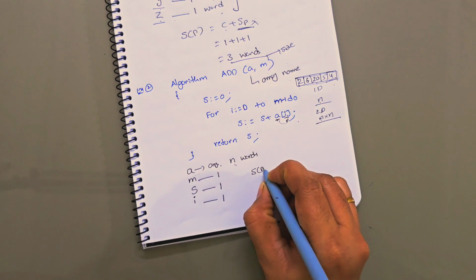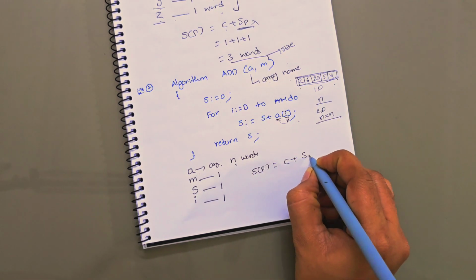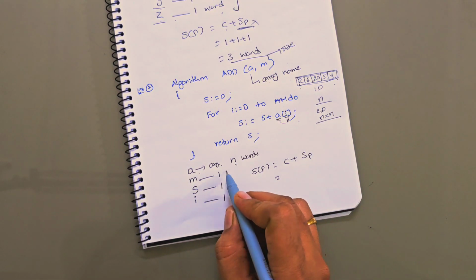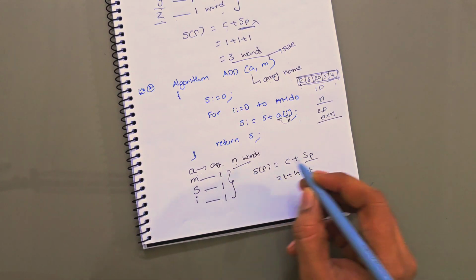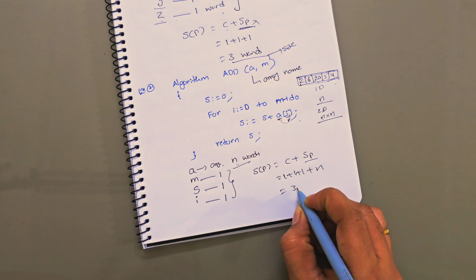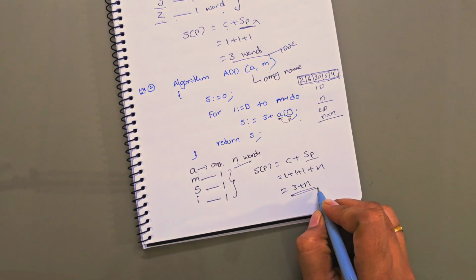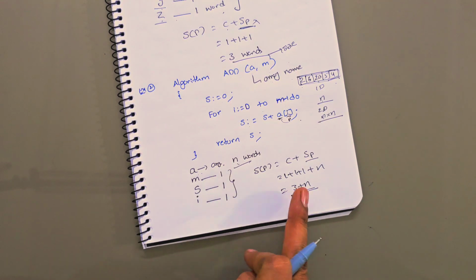So P is equal to C plus SP. C is nothing but these all are constant. So 1 plus 1 plus 1 plus SP is equal to N. So that is 3 plus N. So this is the space required by this algorithm.